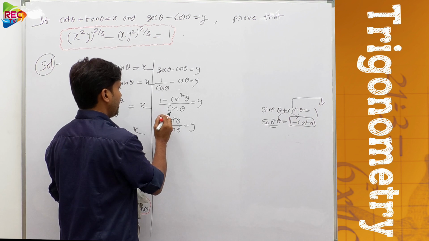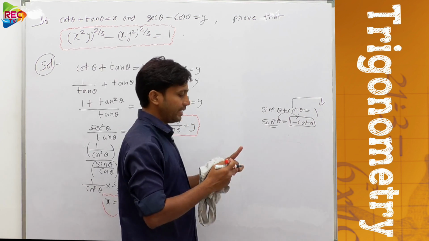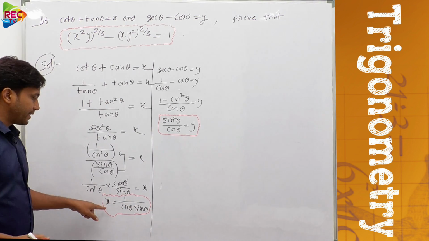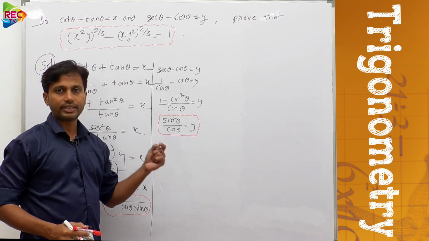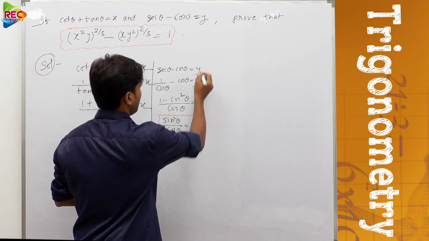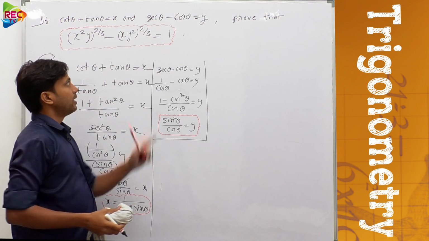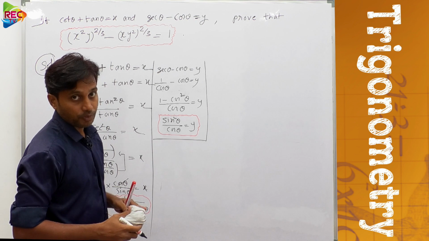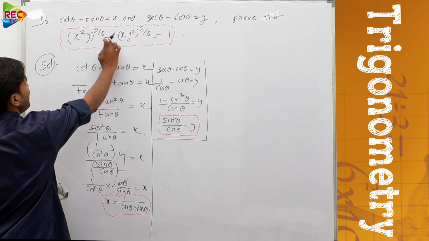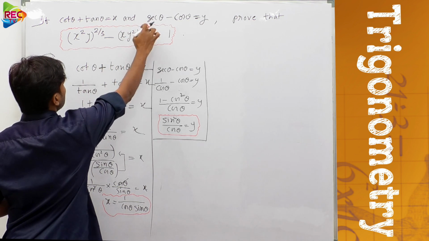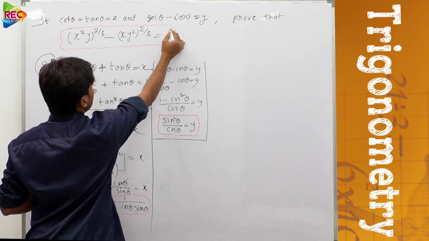So we simplified the values of x and y in terms of sin and cos. We obtained the value of x and the value of y in terms of sin theta and cos theta. Now let us do further. We have x, we have y. Now what we need to prove? We need to prove that (x square y) whole power 2 by 3 minus (xy square) whole power 2 by 3 equal to 1. So we take the LHS part and from it we need to obtain 1, the RHS.